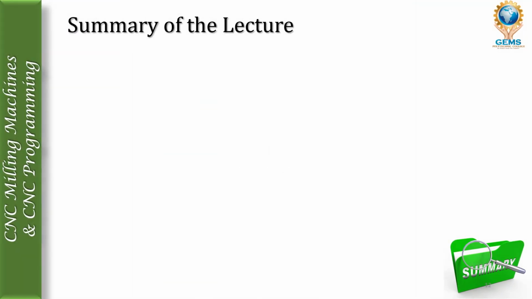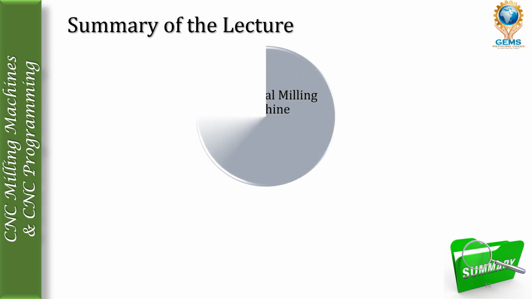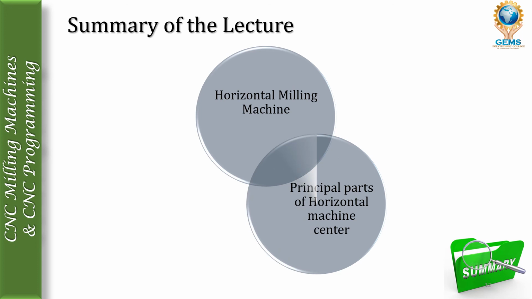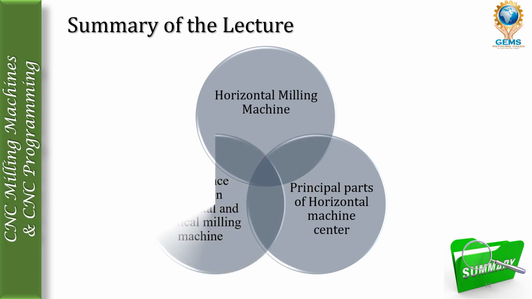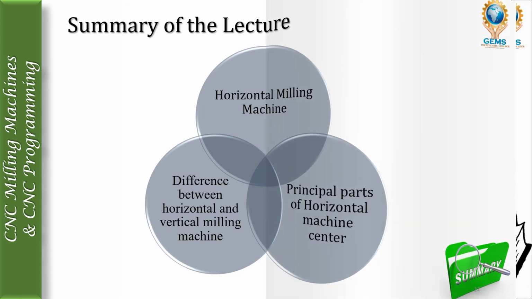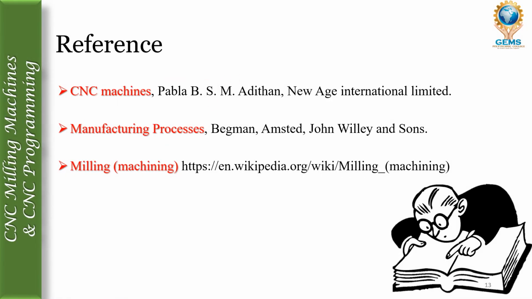Now comes the summary of the lecture. In this lecture we saw the horizontal milling machine, the principal parts of the horizontal machining center, and the difference between horizontal and vertical milling machines. And this is the reference for this lecture.